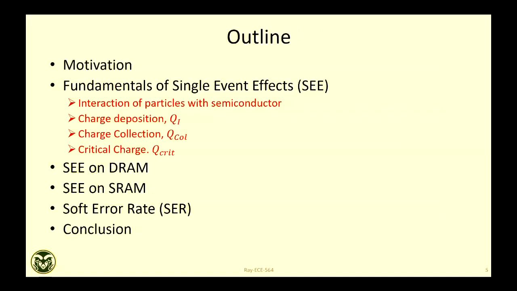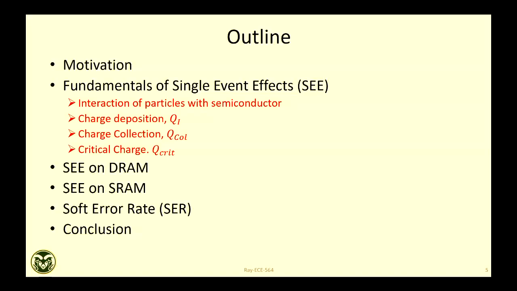So let's get started for radiation effects. We'll be talking more about single event effects. In the last lectures, we talked about total ionizing dose effects, right? These are the two main circuit responses for memory circuits under radiation.